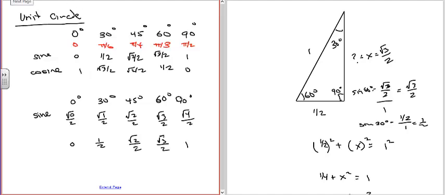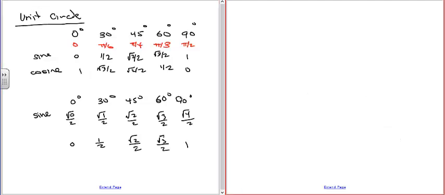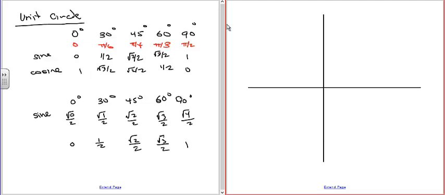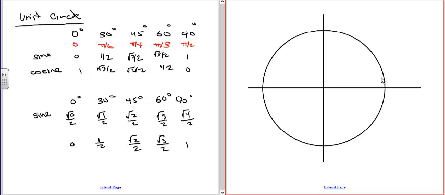Okay, so once you have that, let's talk about the unit circle. So, as the name implies, and we've talked about this before, the unit circle is a circle with a radius of 1. So what we'll do is we'll draw a circle, and the radius is 1. So this point would be 1 comma 0. This point would be 0 comma 1. This would be negative 1 comma 0. And here we have 0 comma negative 1.